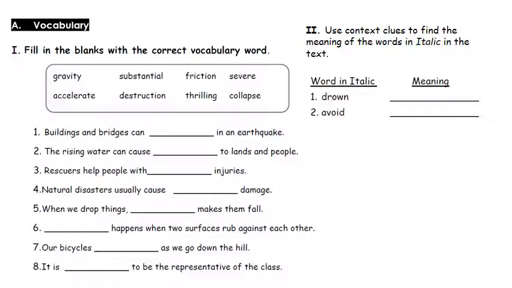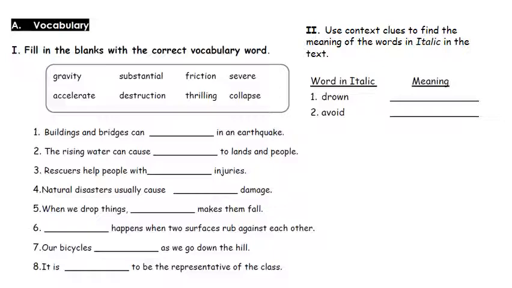First part, vocabulary part. Fill in the blanks with the correct vocabulary word from the word bank. In the word bank, I have gravity, which is the force that pulls things down to stay on the ground. Accelerate, to move faster. Substantial, a great amount or size. Destruction is the damage. Friction is when two surfaces touch together and cause something to slow down. Thrilling, exciting. Severe, serious. Collapse, to fall down.